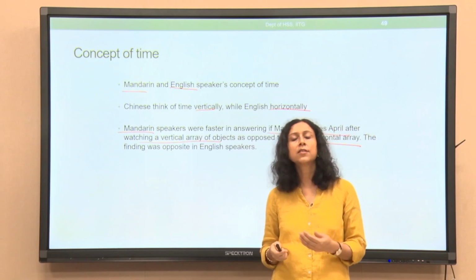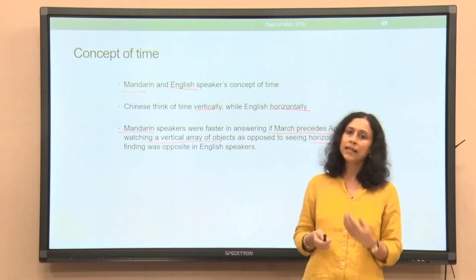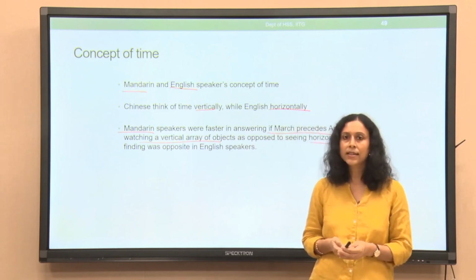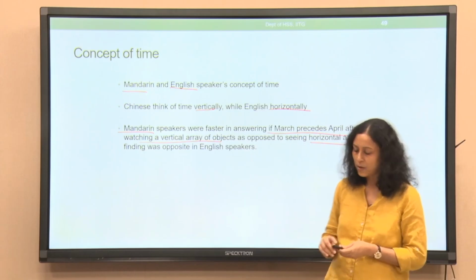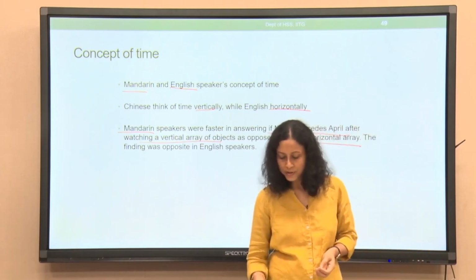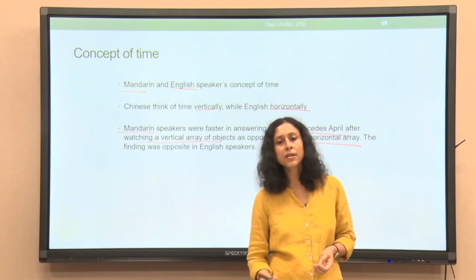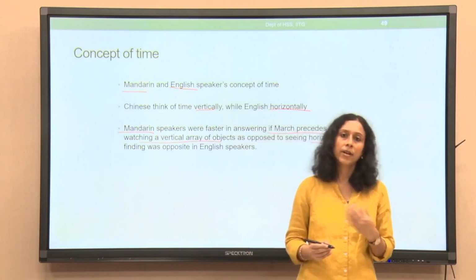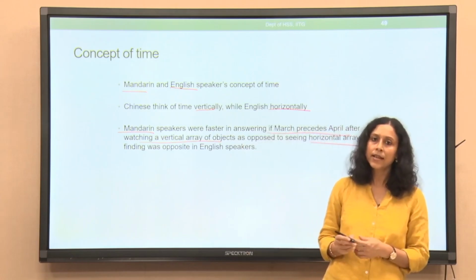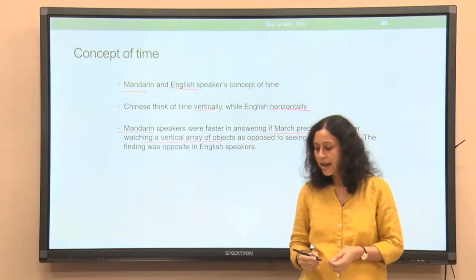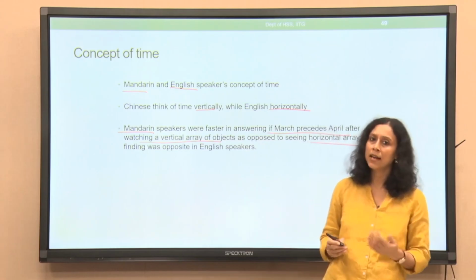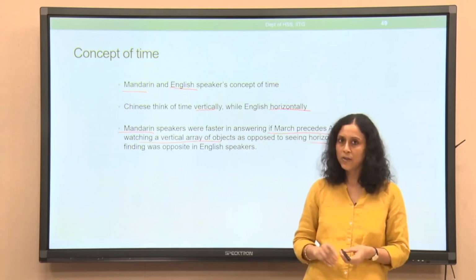So, the Chinese speakers saw both the horizontal and the vertical array of objects, and they had to answer the question. What the findings show is that if the Chinese speakers saw a vertical array of objects, they answered the question faster as opposed to if they had seen a horizontal array of objects.